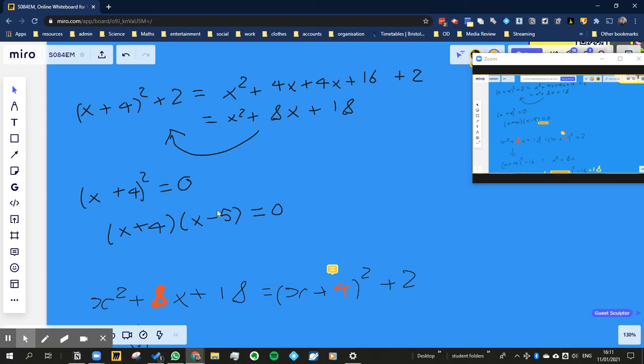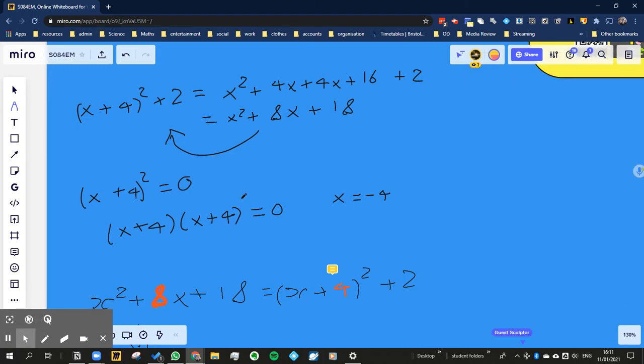Now, in this case over here, what you've got is two identical factors. So x plus 4 multiplied by x plus 4, which means you've got one solution, and x would be equal to minus 4. So in this situation, there'd be one solution.